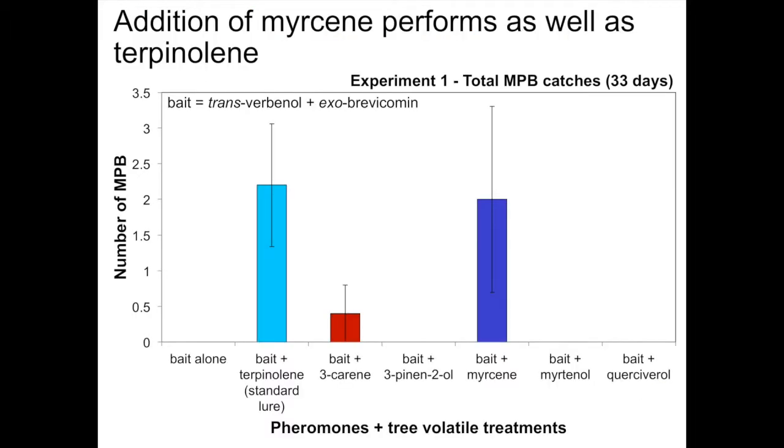So in this graph, I have the different treatments with the bait, which again is just trans-verbenol and exo-brevicomin, plus one of the tree compounds. And we found that the addition of myrcene performed just as well as the addition of terpinolene, which again is the standard lure. But part of this project was to look at the percentage of females caught, because the greater the percentage of females caught, the more you're able to affect the population. And we did see a little bit lower percentage female catch with myrcene.